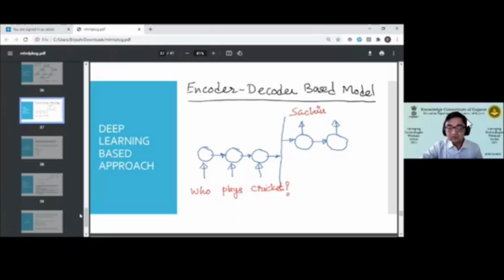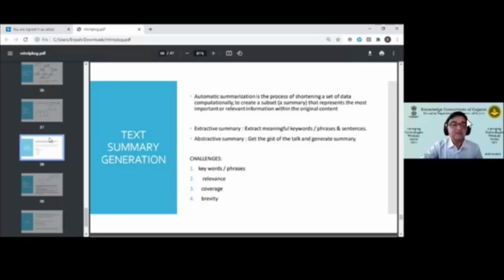And with that, let's move to the last segment, which is text summary generation. So it is the task of automatically summarizing the text. Automatic summarization is the process of shortening a set of data computationally to create a subset that represents the most important or relevant information within the original document. There are two types of summaries: extractive summary, which extracts meaningful keywords or phrases and sentences, and second is abstractive summary, which gets the gist of the talk and generates a summary.